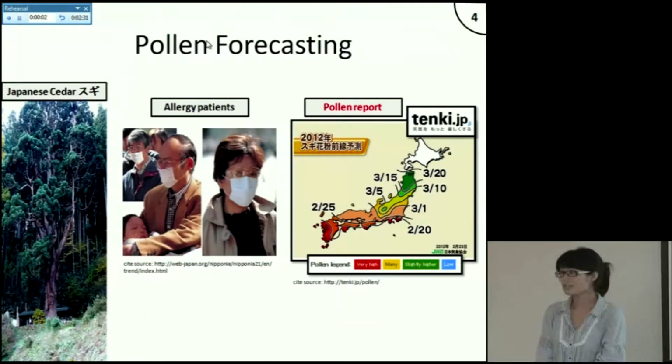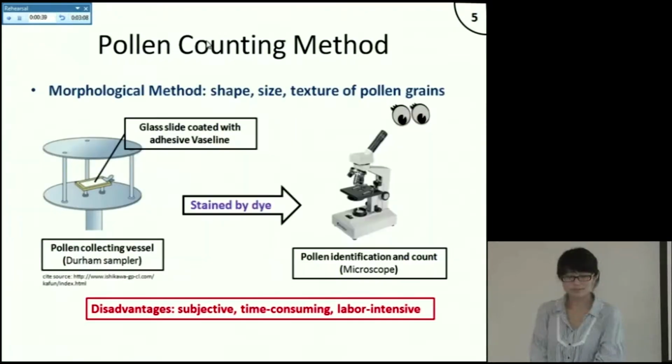Because pollinosis is difficult to completely cure, pollen forecasting is very important for allergy patients. In Japan, more than a quarter of the population is allergic to Japanese cedar pollen. In order to help allergy patients develop more effective avoidance measures and promote better management of pollinosis symptoms, a pollen report is usually given on weather forecasting websites based on daily pollen counts.